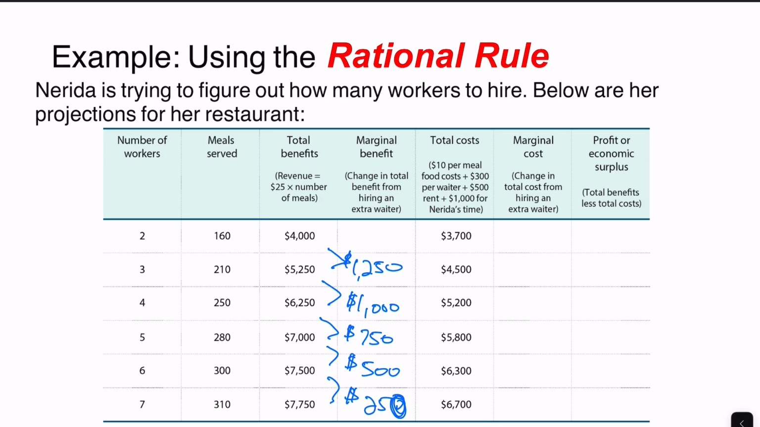Next, let's do marginal cost. Same idea. We're going to be differencing the total cost column. How do the costs change when we hire 1 additional worker? We'll take 4,500 minus 3,700 to find the marginal cost of hiring that third worker. And so that would be $800. We find the marginal cost of the fourth worker by differencing those 2 rows to get $700. And so on down that column to fill in.